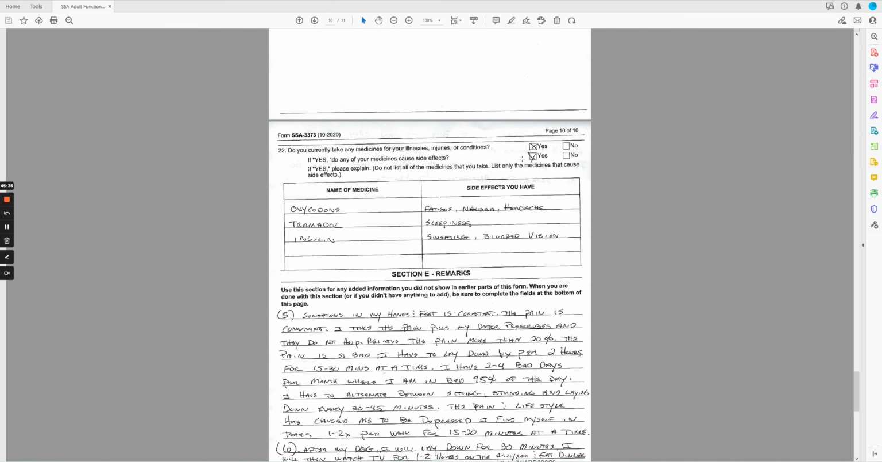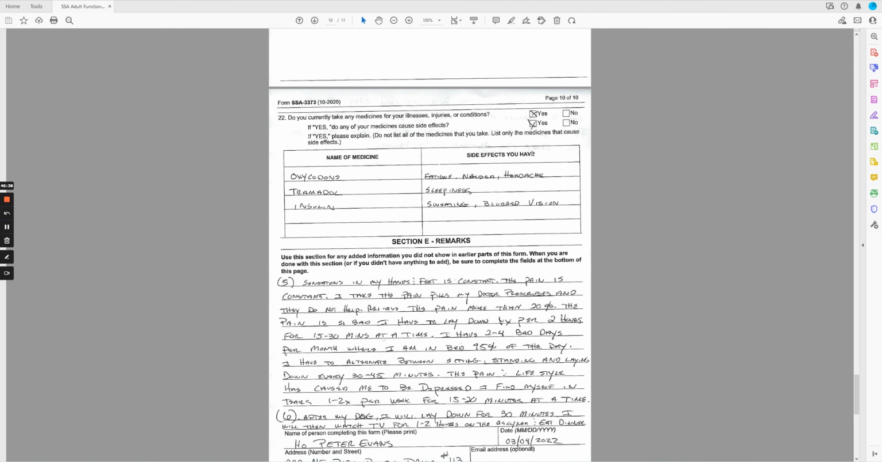I wrote yes. And we can win a case on negative side effects of medications alone. So if you're having severe negative side effects of your medications, for example, let's say you are taking medications and you're not experiencing any pain, but the side effects are so over the top because it just hits you like a ton of bricks, we can win a case even though you're not experiencing pain, but the negative side effects of the medication. So for example, here I wrote oxycodone, which is a common pain narcotic, same with tramadol, but the side effects are fatigue, nausea, headache, sleepiness, insulin for the diabetes, sweating and blurred vision.